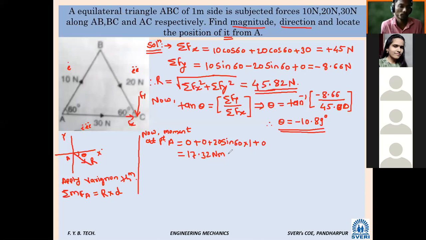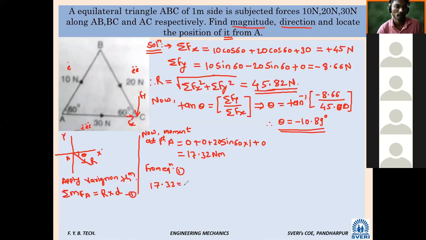Now, here the equation we have written, the summation. So if I give here equation 1, what will it become? 17.32 equals what is the value of R, the resultant? 45.82. 45.82 into D, the perpendicular distance. So calculate now D. What will be D?